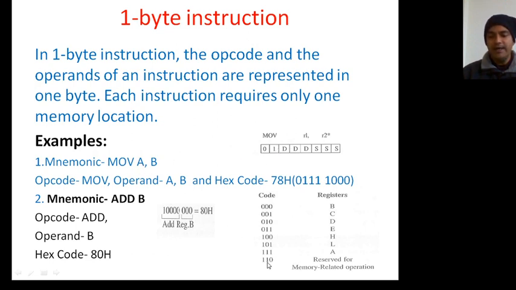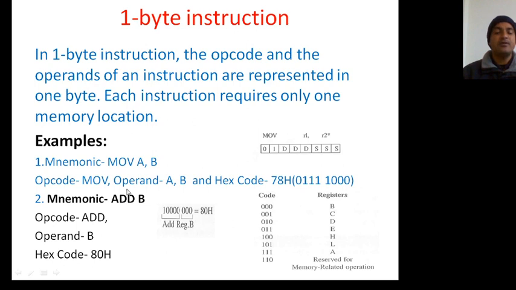What is the opcode of A? It is 111. So here 111, DDD means 111. And SSS means source register. What is the source register? It is B. And what is the opcode of B? This is 000. So 0111 is nothing but 7, and 1000 is 8, so 78. In this way you can determine opcode of MOV instruction, and it is only 1 byte, so it will consume only 1 byte.